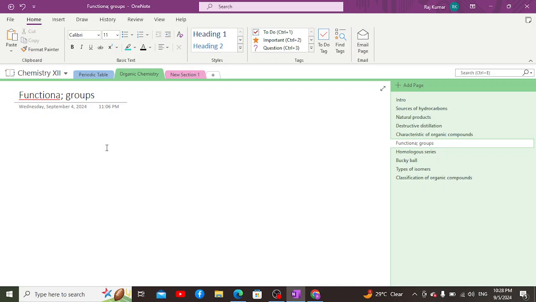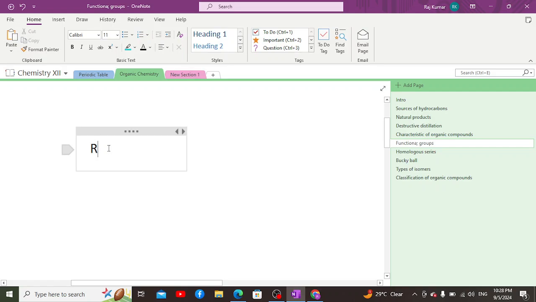Let's say you have an organic compound, and the hydrocarbon chain is represented by R, which is known as the alkyl radical. The alkyl radical has the general formula CnH2n+1. This is the general formula for the alkyl radical, and it is represented by R.